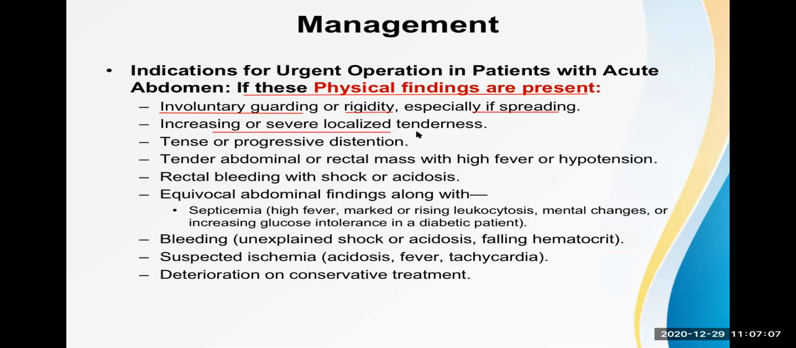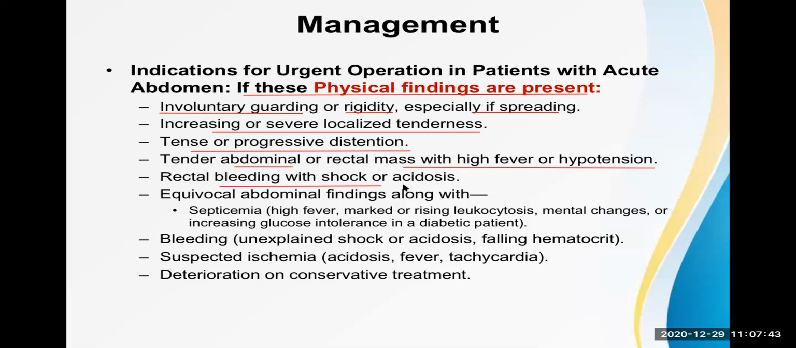Increasing or severe localized tenderness. In case of acute appendicitis, let's take that example. The tenderness is localized to the right iliac fossa. If it is increasing, meaning a bigger and bigger area is involved, that means the peritonitis is spreading. Tense or progressive distension means peritonitis has already happened, so open as soon as possible. Tender abdominal or rectal mass with high fever or hypotension, open it to find out what the cause is.